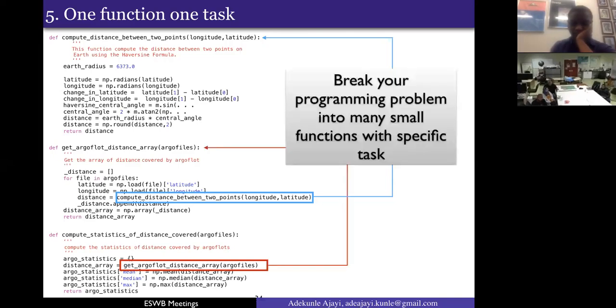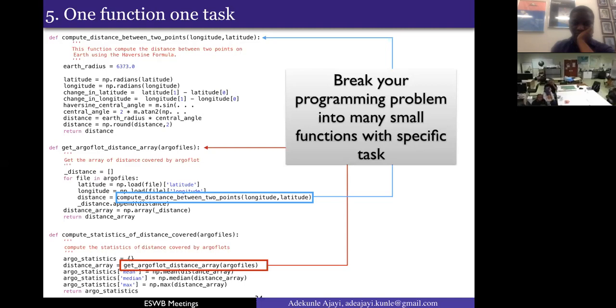And you can see that the third function is calling the second function, and the second function is calling the first function. By so doing, it's going to be much easier for me to monitor what each function is doing, for me to debug, and it's neater this way than just putting everything together.